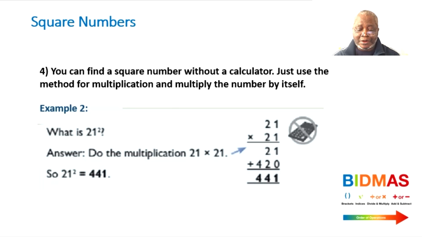Then you say 2 times 1 is 2, 2 times 2 is 4. Once you've done that, you add your numbers. 21 squared will be equal to 441. Do it diligently, you will get it.